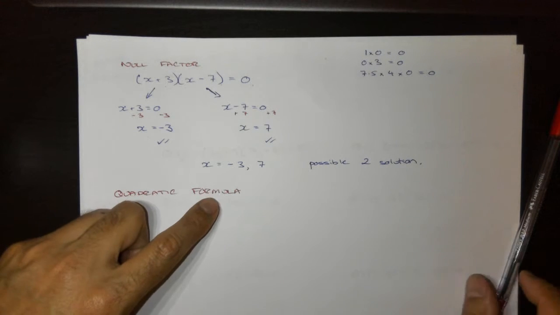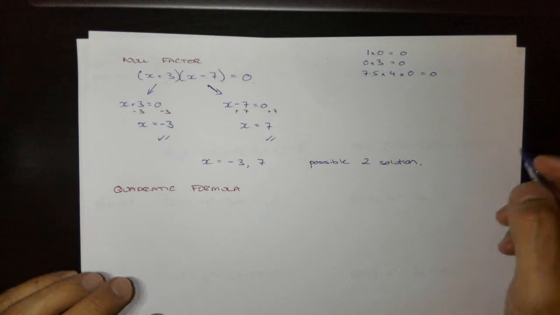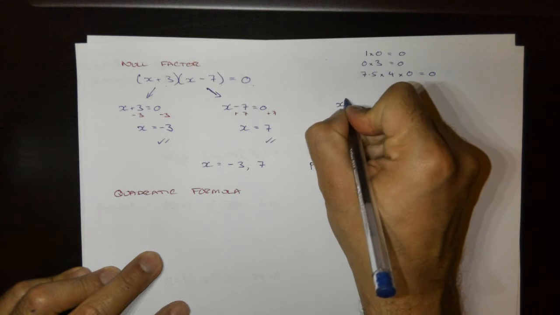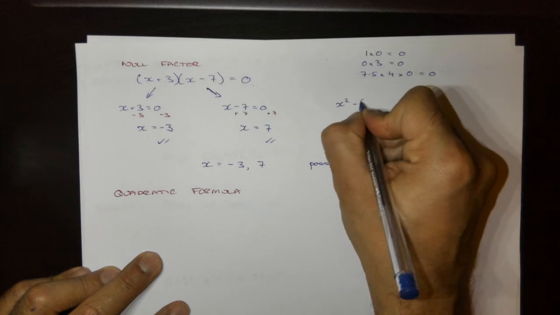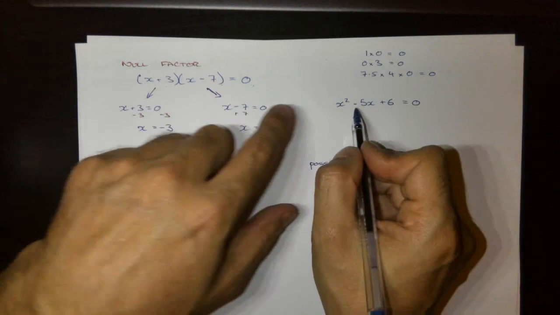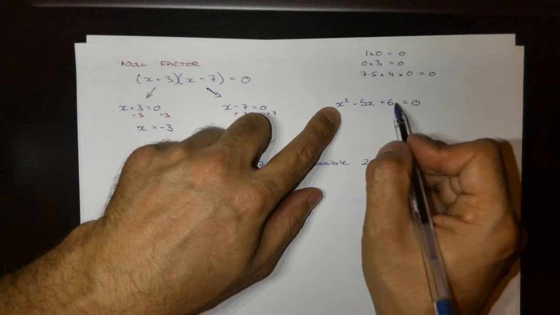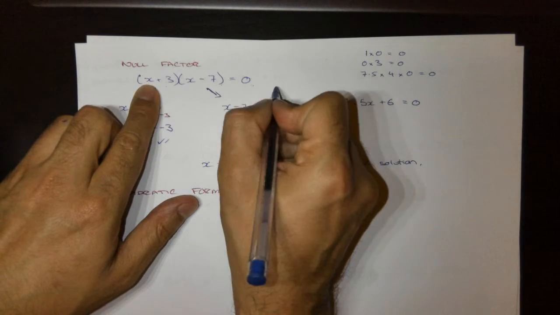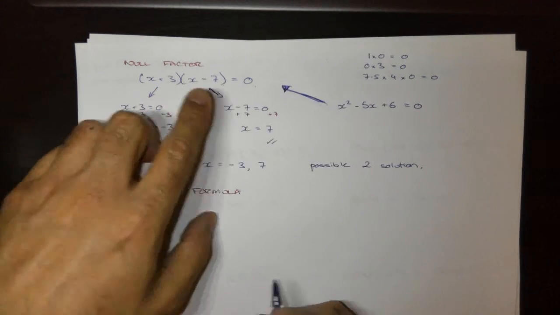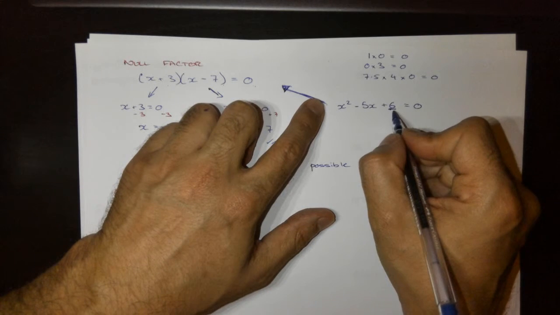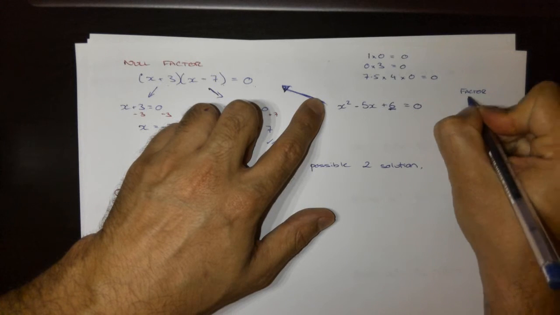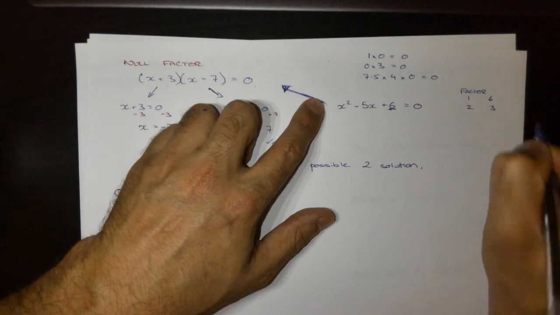What might happen is that they will give you something like x squared minus 5x plus 6 equals 0. And before I can find out what x is, I have to get it into this form. So I need to try to get this into this form. So I look at the value of 6 and find the factors. So the factors of 6 are 1 and 6, 2 and 3, and that's it.